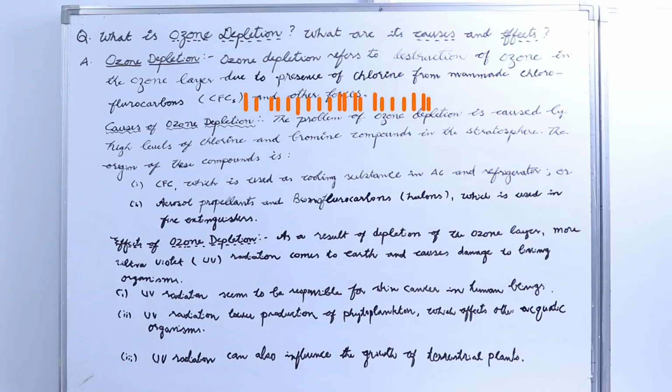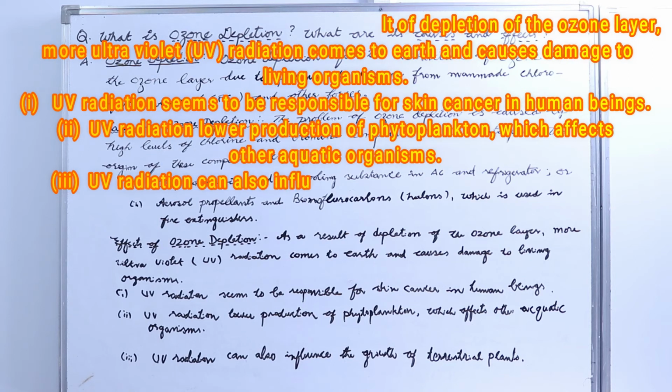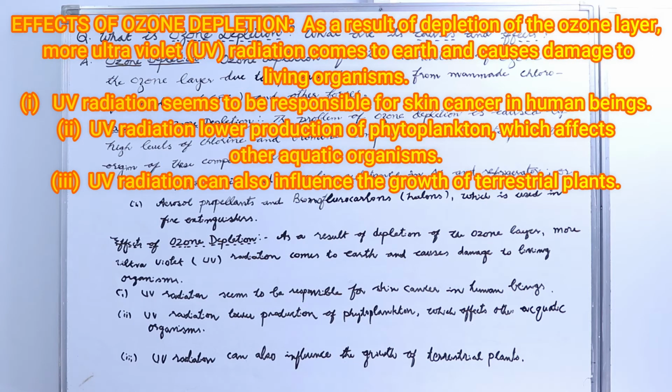What are the effects of ozone depletion? As a result of depletion of the ozone layer, more ultraviolet UV radiation comes to Earth and causes damage to living organisms. Number one, UV radiation seems to be responsible for skin cancer in human beings. UV radiation lowers production of phytoplankton, which affects other aquatic organisms. So the plants and animals in the oceans, the fish and all, the aquatic organisms, they all die.